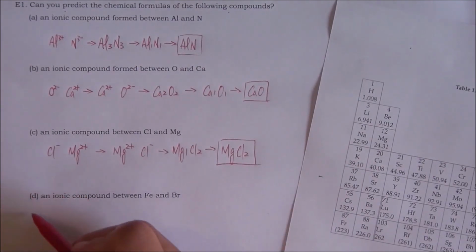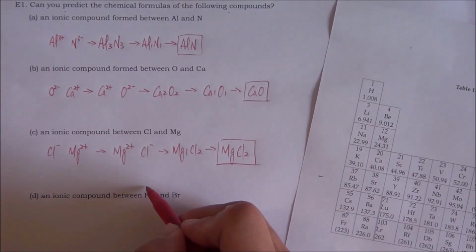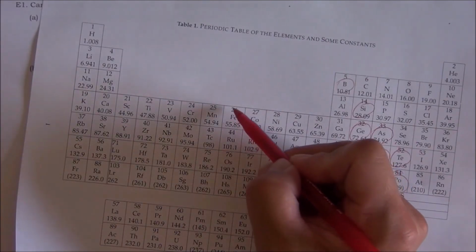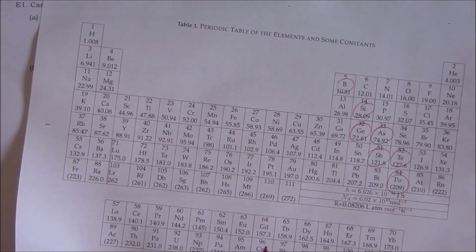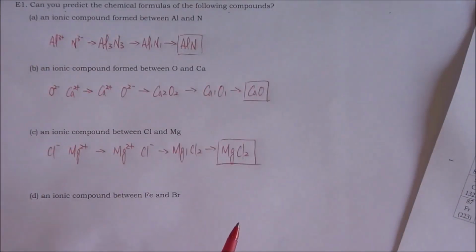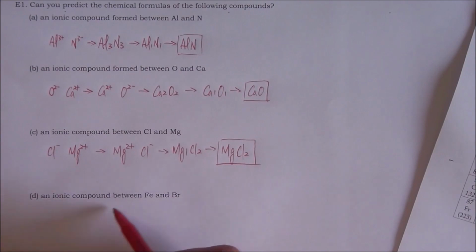Problem D, an ionic compound between Fe and Br. From the periodic table, Fe is a transition metal. As we have learned in class, we cannot predict the charge of the most stable ions of the transition metals. Therefore, we cannot predict the chemical formula of this ionic compound.